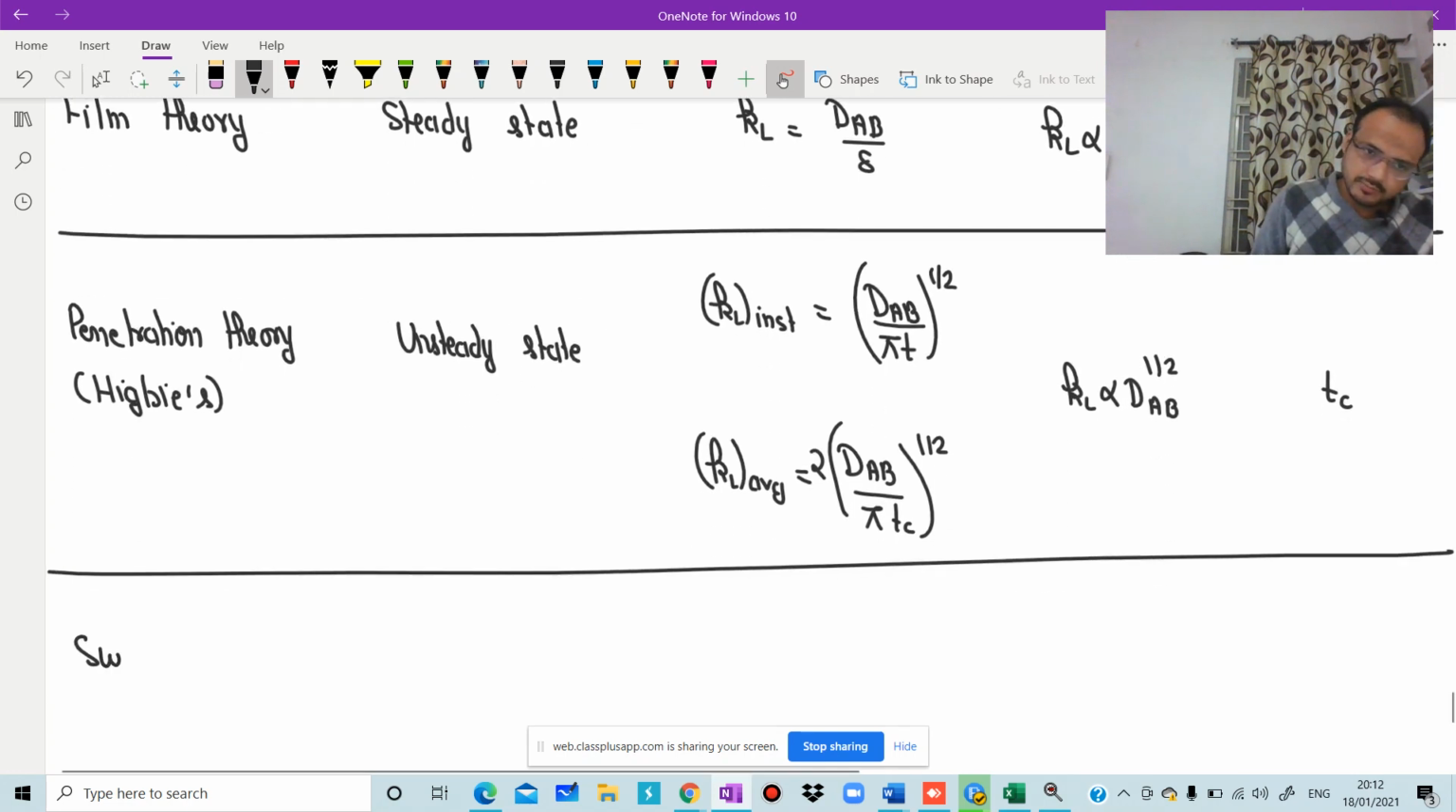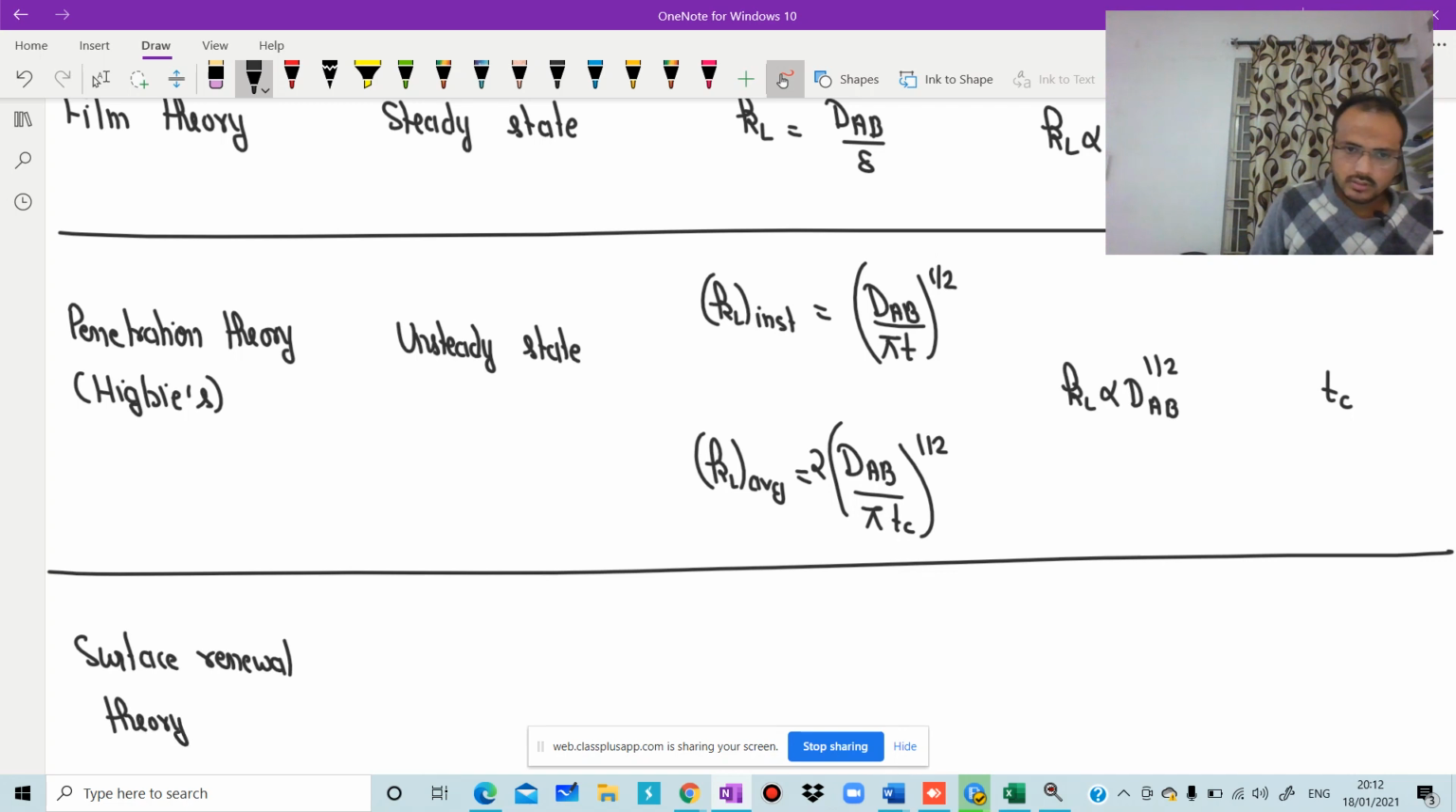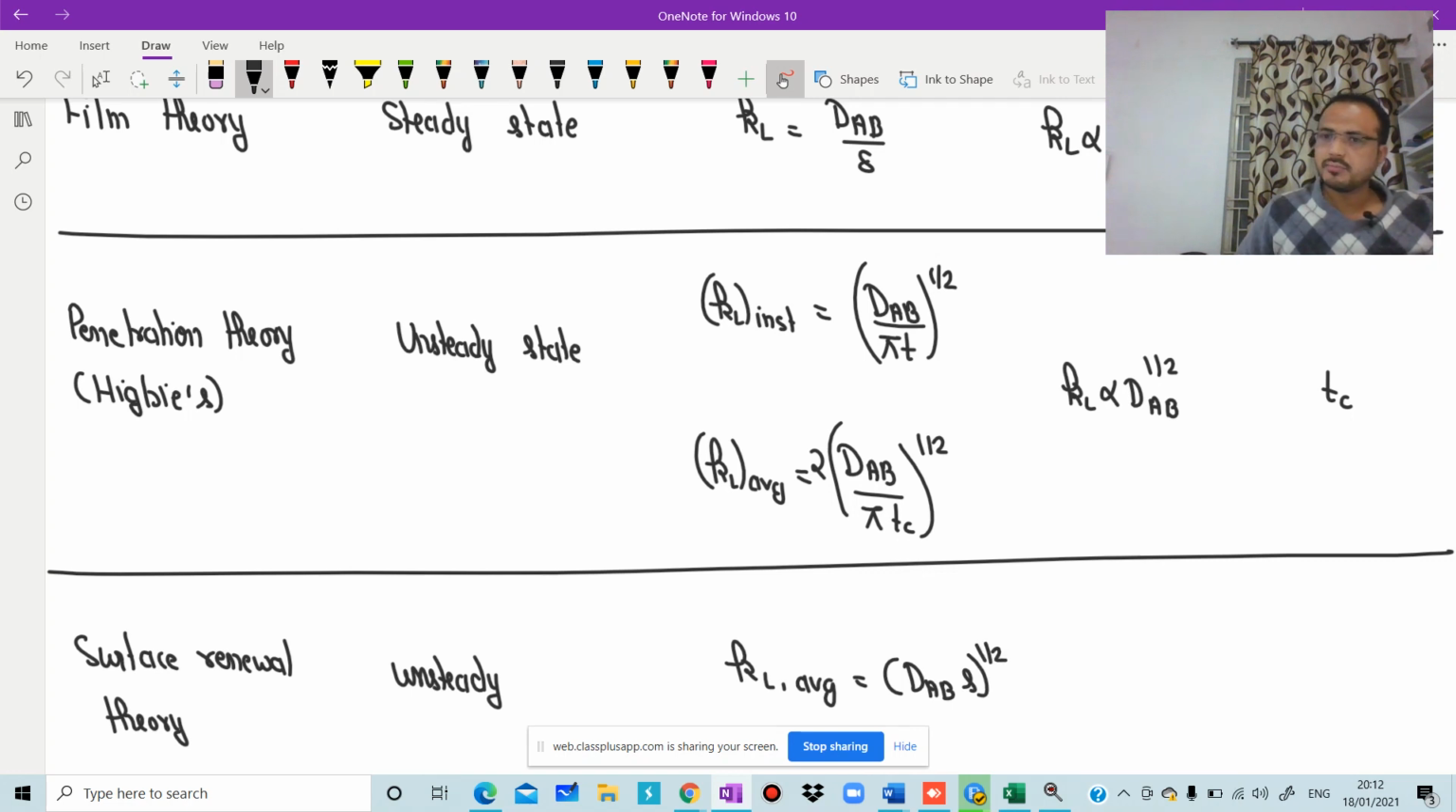Third one is surface renewal theory. It is also unsteady, and this theory was given by Danckwerts. KL average is equal to square root of DAB into S. They already asked this expression in the GATE exam. In GATE 2018, they asked the unit of S, that is S is the surface renewal frequency and the unit is second inverse. KL is directly proportional to DAB to the power 1 by 2, and here we have S.